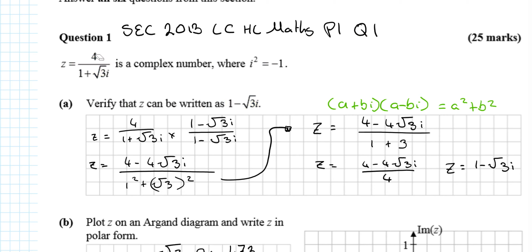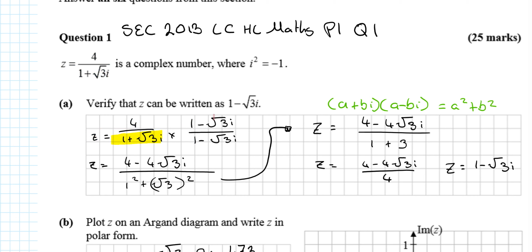Okay, so we're starting off by writing out what we're given. Z is equal to 4 over 1 plus root 3i. And generally speaking, we don't like the fact that it's dividing by a complex number. So how do we deal with dividing by a complex number? We multiply both the top and the bottom of the fraction by the conjugate of the bottom. So the conjugate of the bottom here is when we change the sign of the imaginary part.